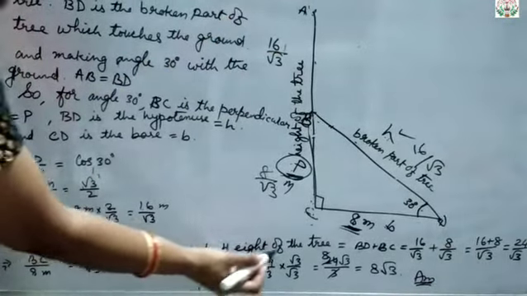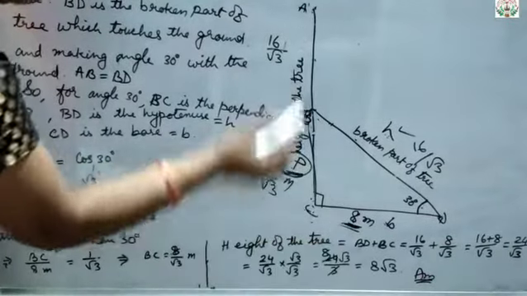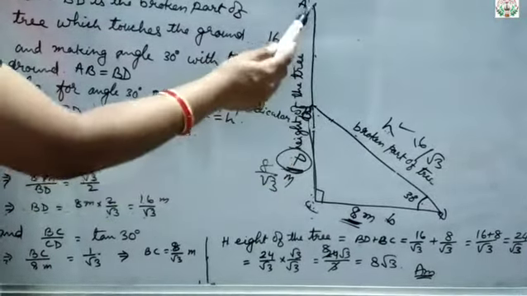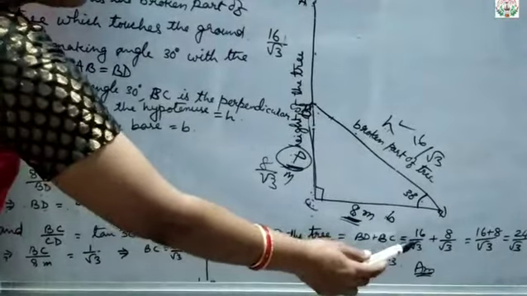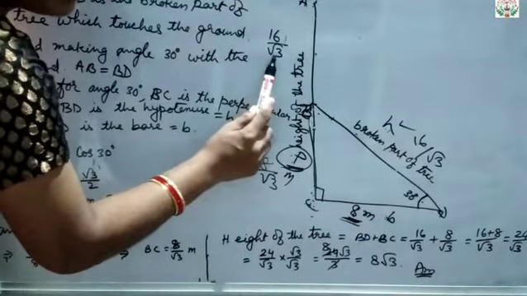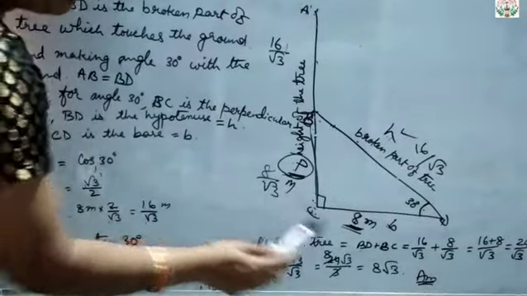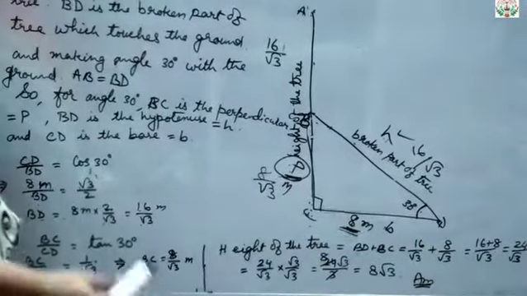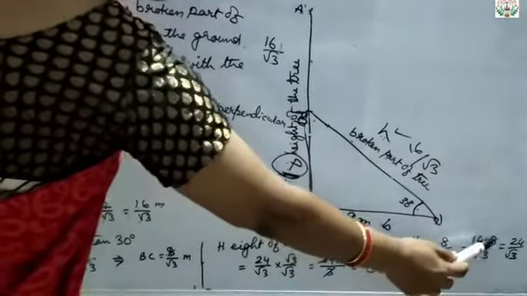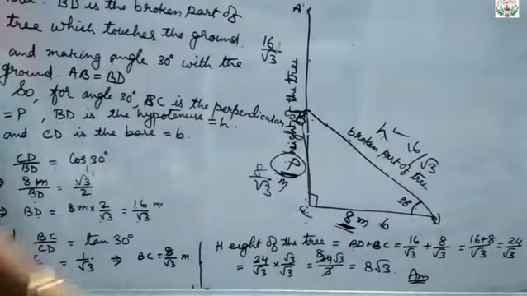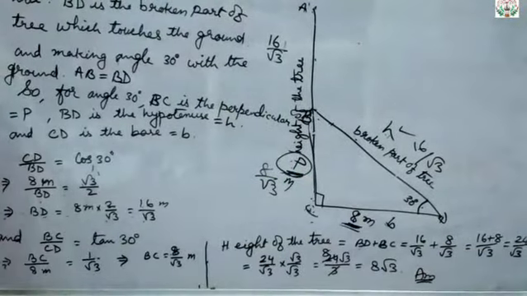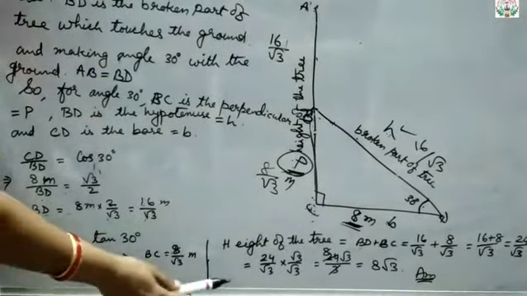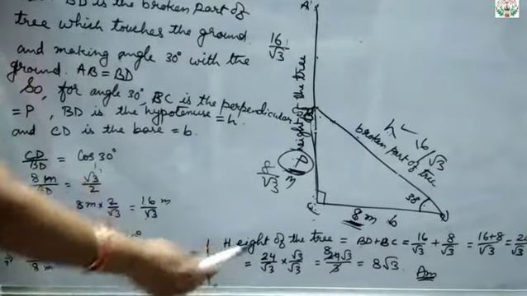So therefore you can write the height of the tree equals BD plus BC, or BD equals AB, so you can write AB plus BC, that is equal to 16 upon root 3 plus 8 upon root 3. Got it? Which is equal to, taking LCM, 16 plus 8 upon root 3. So on adding what will you get? 24 upon root 3. But we know that in the denominator we will not leave a square root, right? We have to eliminate that. To eliminate that we have to multiply root 3 to the numerator and denominator.